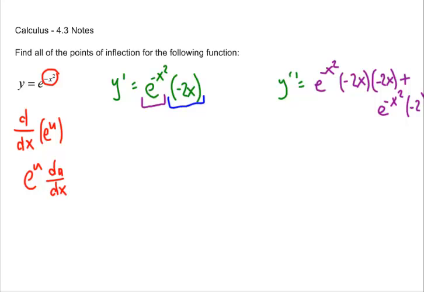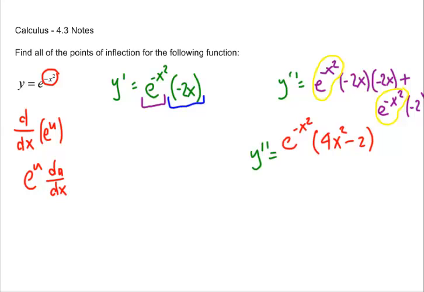So we can combine all this down. Notice that in each piece we have an e to the negative x squared, so we'll just factor that part out. And what do you have left? You've got 4x squared on the inside, minus 2. Okay, so this shouldn't be horribly challenging, but that's your second derivative right there.